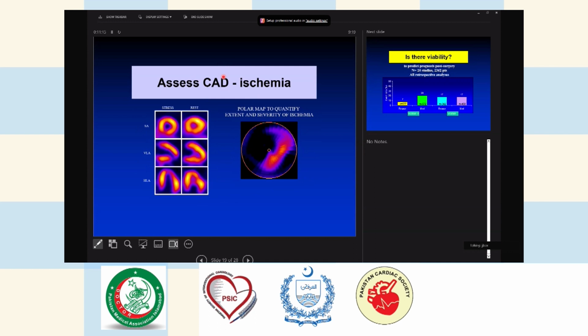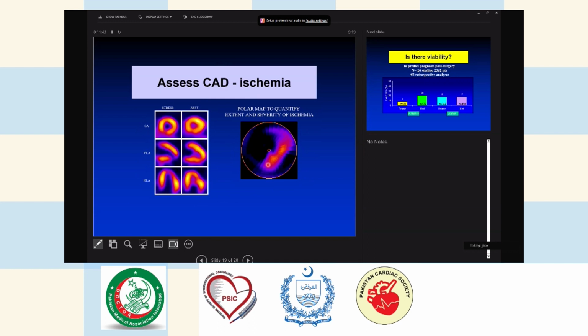You can also do it non-invasively with a traditional nuclear scan where you see the stress pictures here, short axis and the long axis. There is a defect here after stress, there is a defect there after stress, and there's a defect here. When I scan in the resting situation, all perfusion is normal in this heart. So this area of about 30% of the ventricle has ischemia. And that gives you the next step.